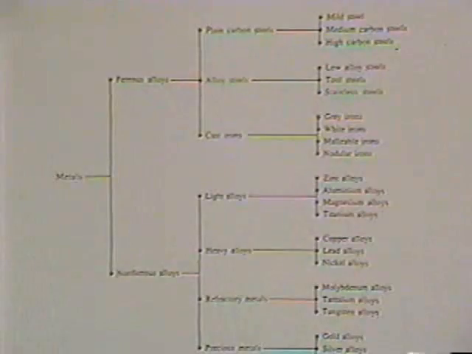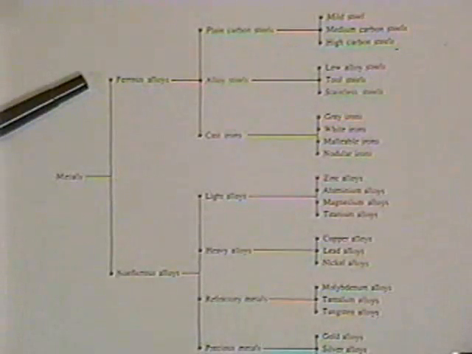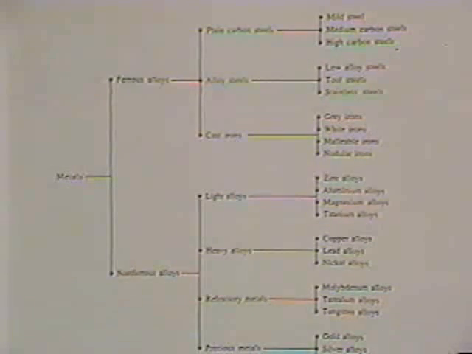If you look at metals, there's 2 classic conditions for metals. One is ferrous alloys, and that would include steels, alloy steels, cast irons, and then non-ferrous materials, the light alloys, aluminum and copper, the conductors, copper and aluminum. So the metals are typically categorized into ferrous and non-ferrous alloys.